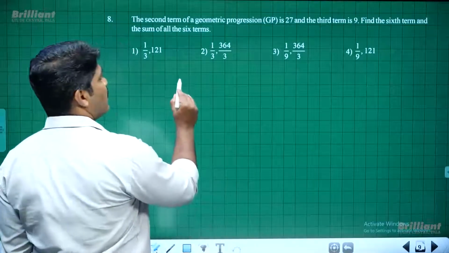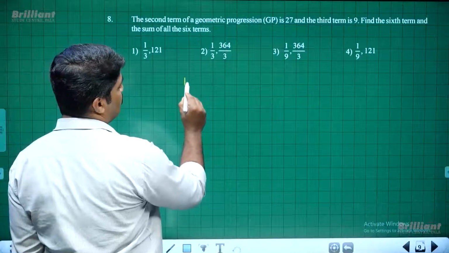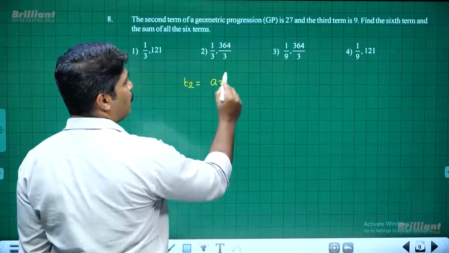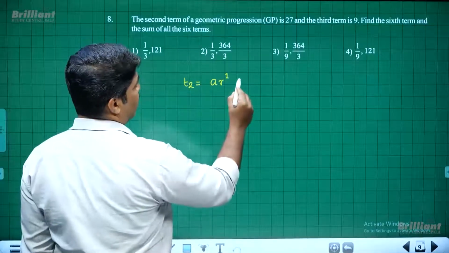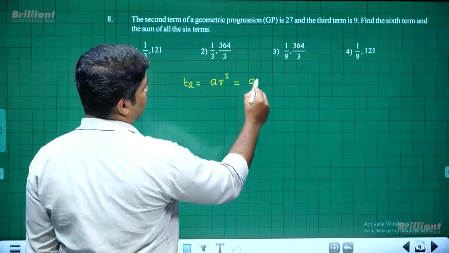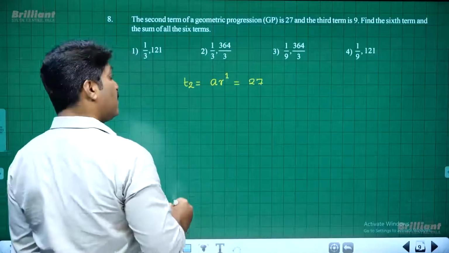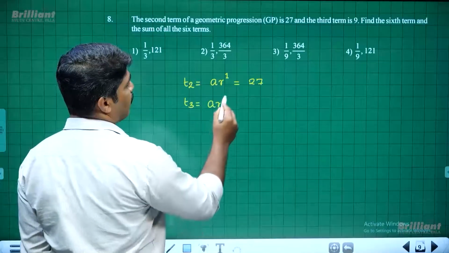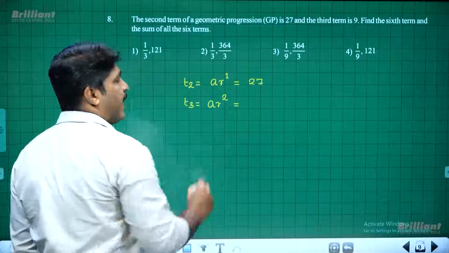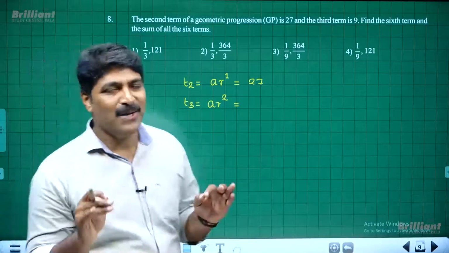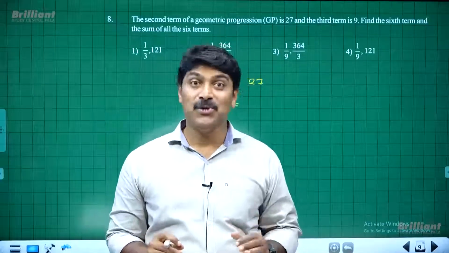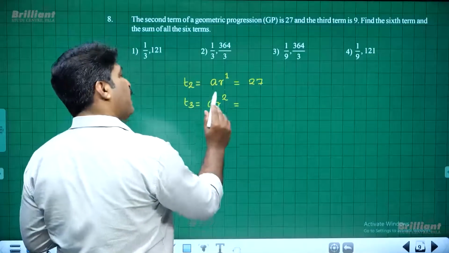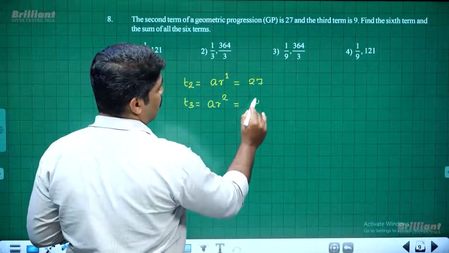Here, how do we express the second term of a geometric progression? That is AR raised to 1. It is given that the second term is 27. And the third term, how can we express it? This is equal to AR square, because the nth term of a geometric progression is AR raised to n minus 1. Therefore, the third term is AR raised to 2, and this is equal to 9.